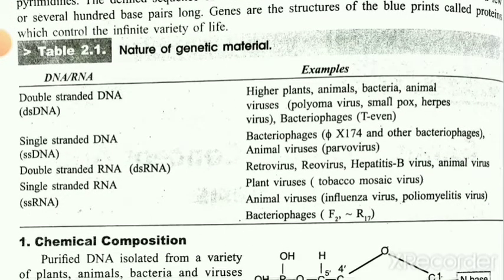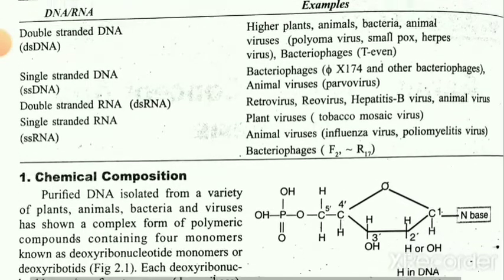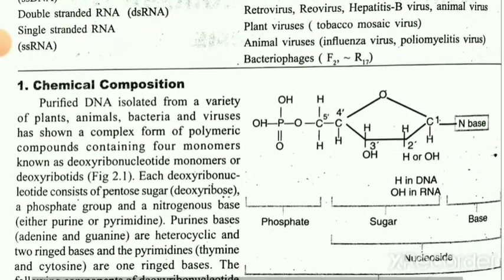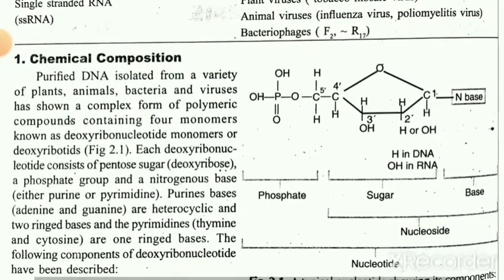1. Chemical composition. Purified DNA isolated from a variety of plants, animals, bacteria, and viruses has shown a complex form of polymeric compounds containing 4 monomers known as deoxyribonucleotide monomers or deoxyribotides, Fig. 2.1. Each deoxyribonucleotide consists of the pentose sugar deoxyribose, a phosphate group, and a nitrogenous base, either purine or pyrimidine. The purine bases, adenine and guanine, are heterocyclic and 2-ringed bases, and the pyrimidines, thymine and cytosine, are 1-ringed bases.